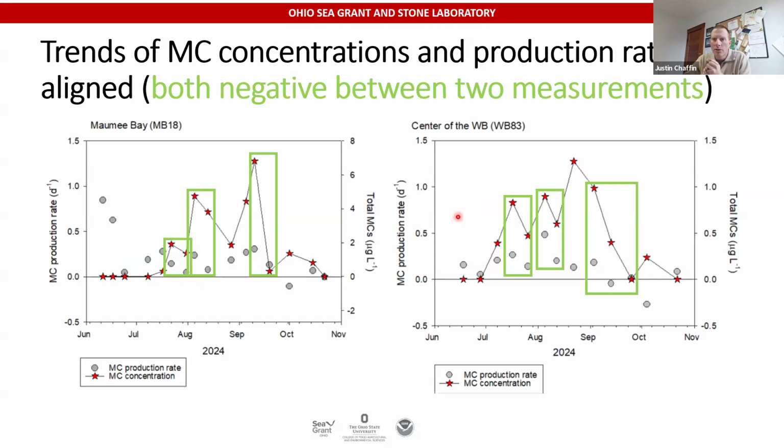However, the concentrations that we measure in the lake are also a function of water currents. Even though they might be producing a lot in one area, if we're getting a strong east wind, for example, concentrations can increase in Maumee Bay simply due to more biomass and more toxins being pushed that way. So again, the models will factor in the water currents there.